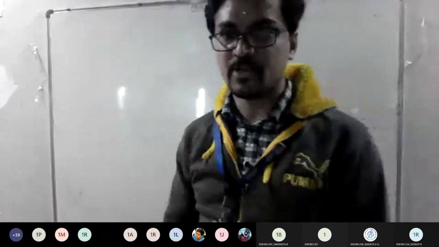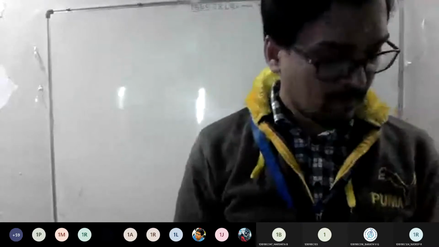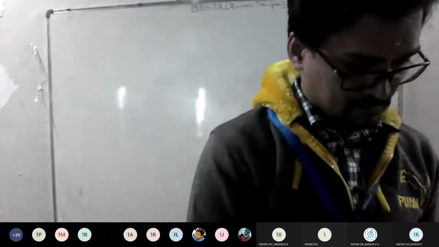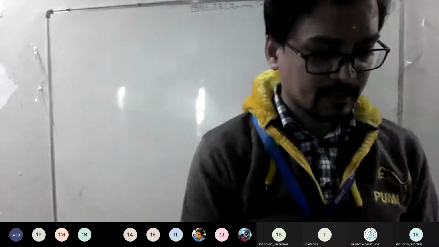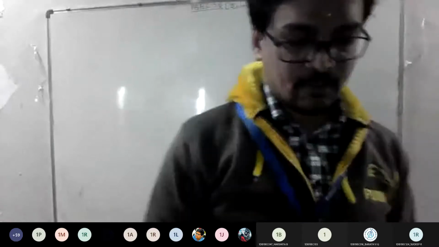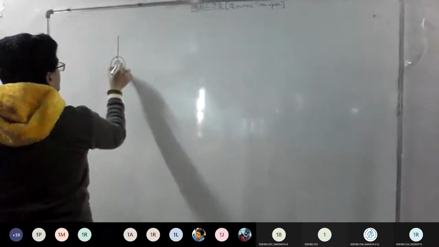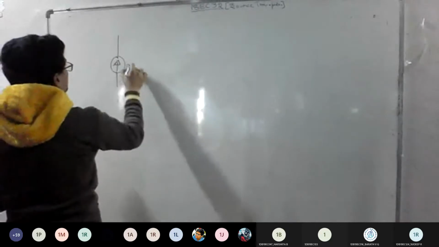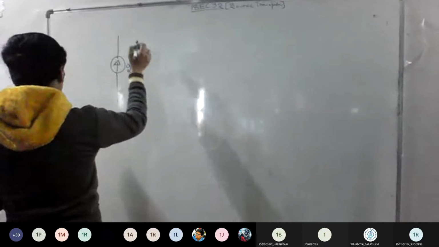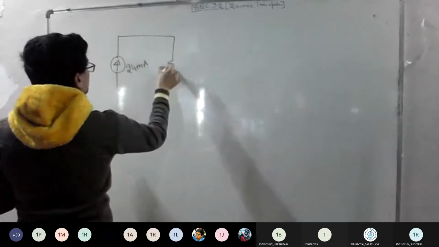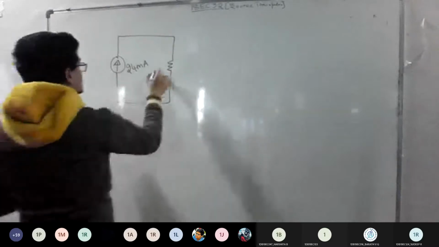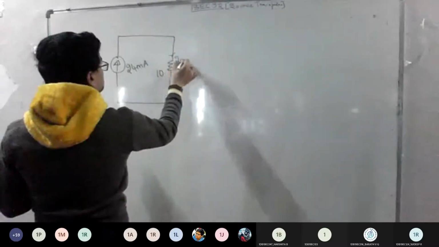Go to the next question. We'll try to solve some dependent problems now. Find the current Ix for the network shown below using the source transformation technique. You should understand the question carefully. Source transformation technique is what they will give. They are asking you to find the current Ix, and Ix is here.